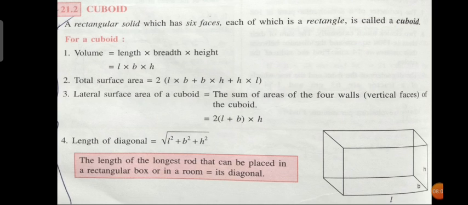And last one is the length of diagonal. If there is a diagonal which can be drawn, its length is root of length square plus breadth square plus height square. An important one is that the length of the longest rod that can be placed in a rectangular box or in a room is its diagonal. These are the four main equations that should be used for a cuboid: volume, total surface area, lateral surface area and length of diagonal.